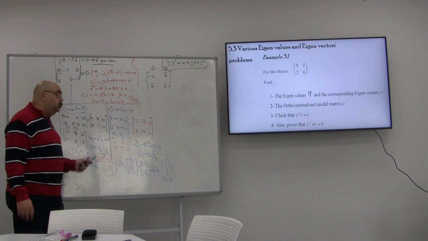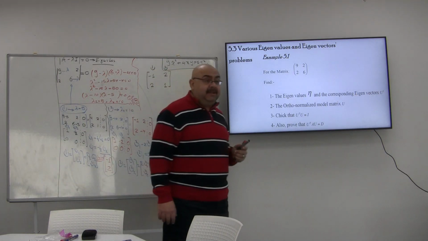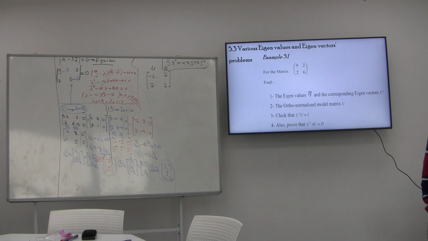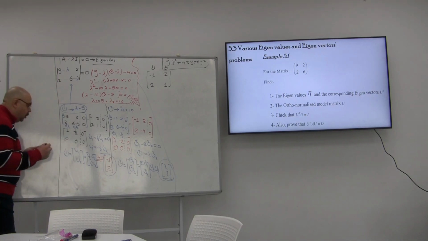How to change a vector to be a unit vector? Simply by dividing its elements by its magnitude. How to get the magnitude of a vector? It's simply the square root of the sum of squares of its components. Do you read me?